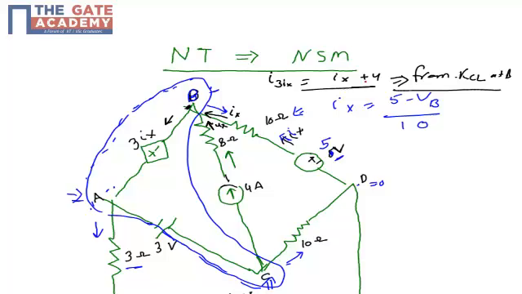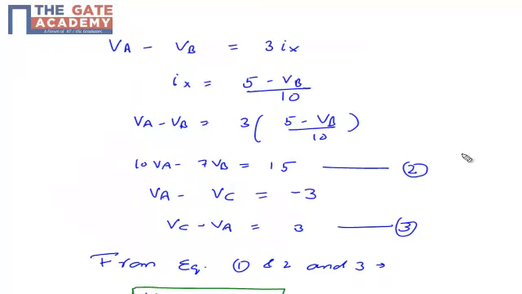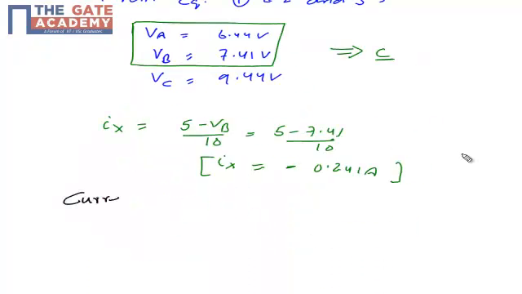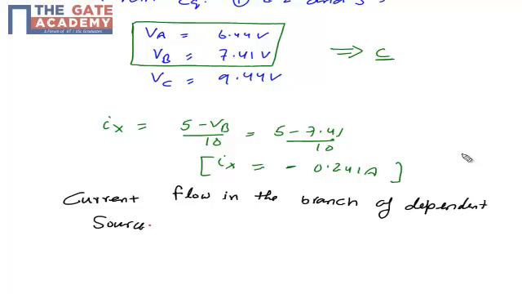So we can write it down here as the current flowing in the branch of the dependent source is equal to 4 plus Ix, where we know that Ix is actually minus 2.41. So this current across 3Ix is basically 3.759 ampere.